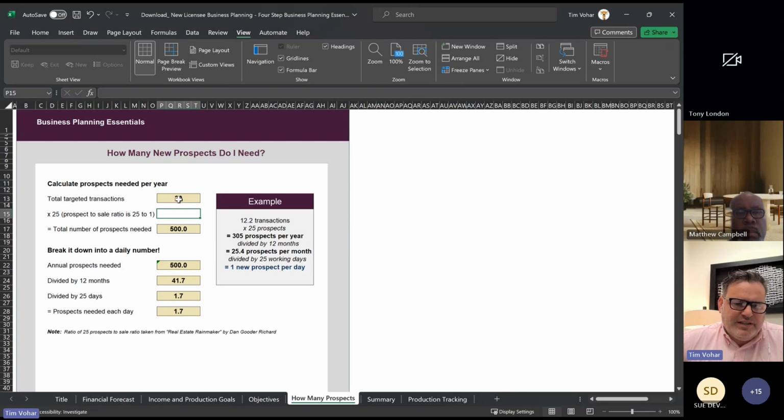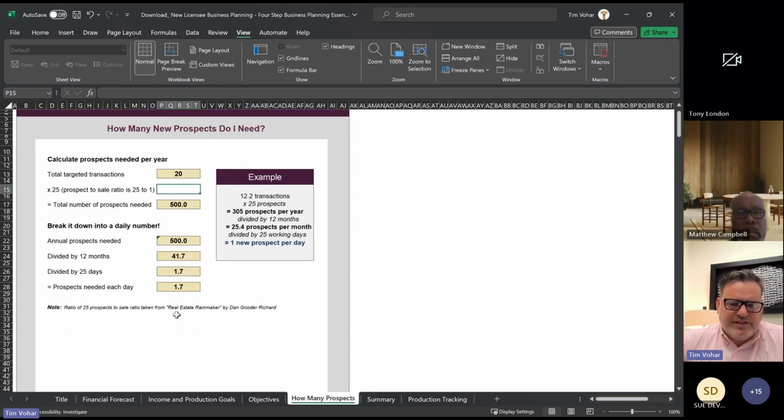So if you want to get 20 targeted transactions and you know your numbers are different than this 25-to-1, you can change that and that will change all of your math. Does that make sense? Everybody understand how this works? If you want to change your math, you got to change your math and do less contacts or more contacts.